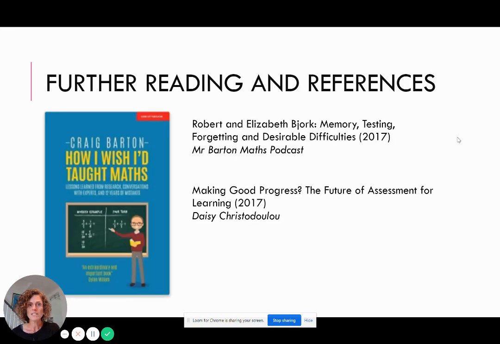So further reading and references, Robert and Elizabeth Björk have written a lot on memory and testing, and particularly diagnostic questions. And a good starting point for this is to listen to the Mr. Barton Maths podcast, which can be found on his website. Mr. Craig Barton's book is also very interesting and has a chapter on diagnostic questions. And Daisy Christodoulou writes on the subject as well.